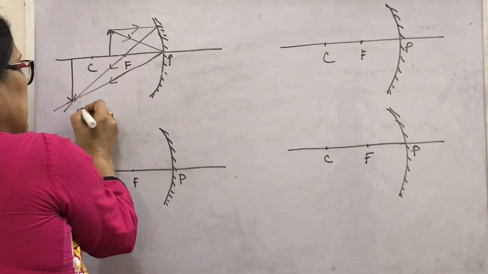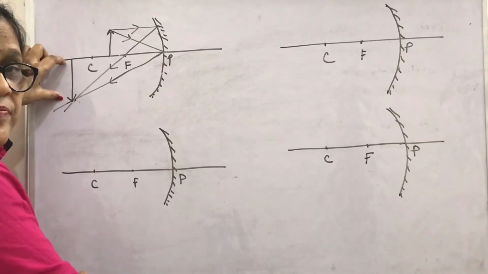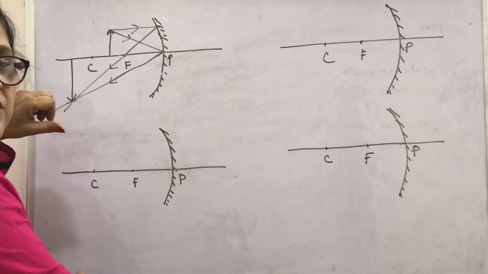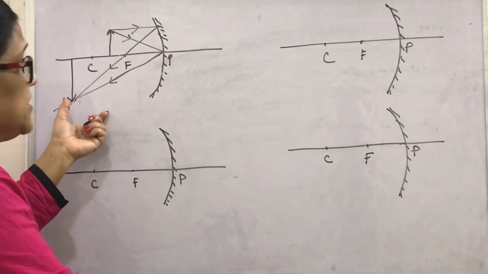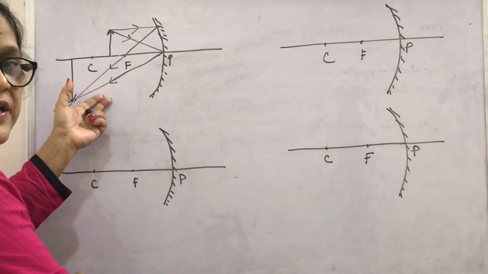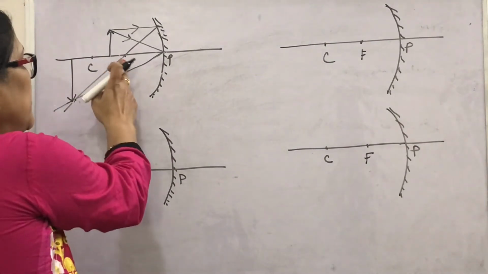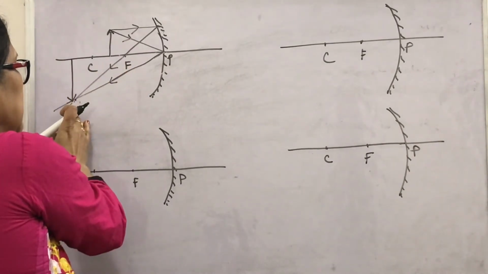What are the characteristics of this image? Real, inverted, enlarged, in front of mirror. So in this way you have to write the characteristics and you have to draw the ray diagrams. Next, from between F and C, we have seen an enlarged image.